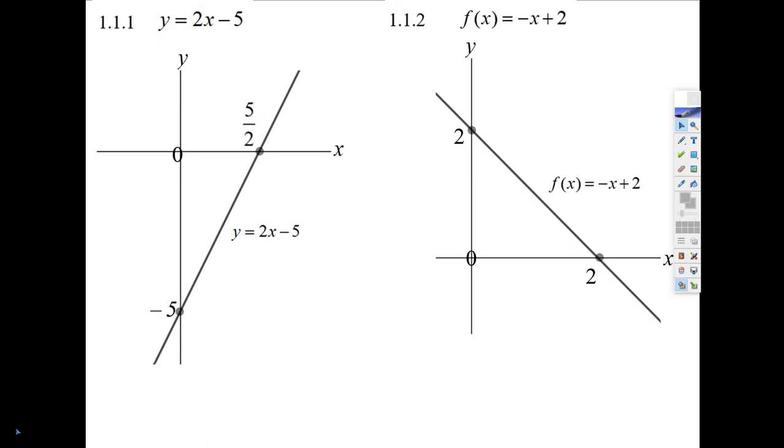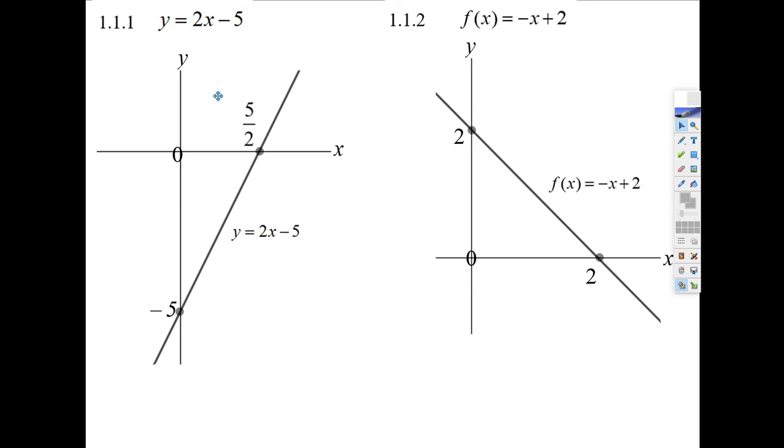Okay, this is an explanation to the questions in the function assignment for grade 10. So let's just get started. Here we go. We're supposed to graph this function y equals 2x minus 5.